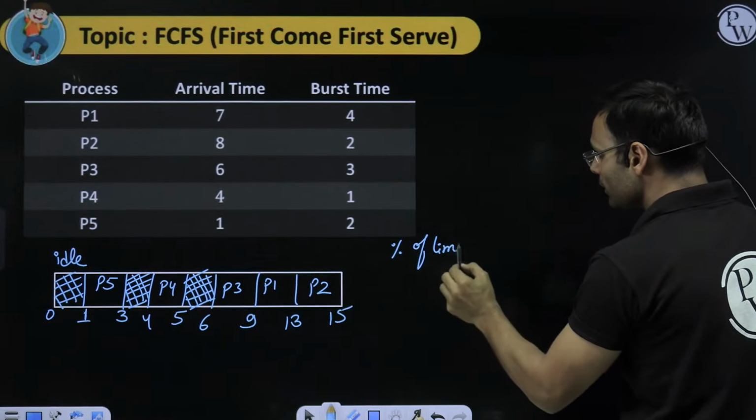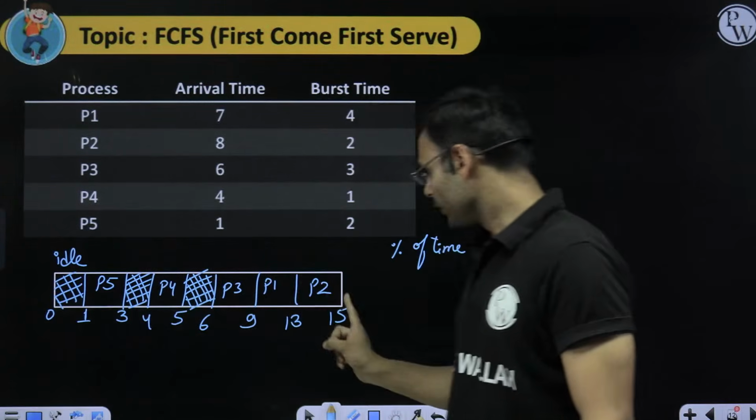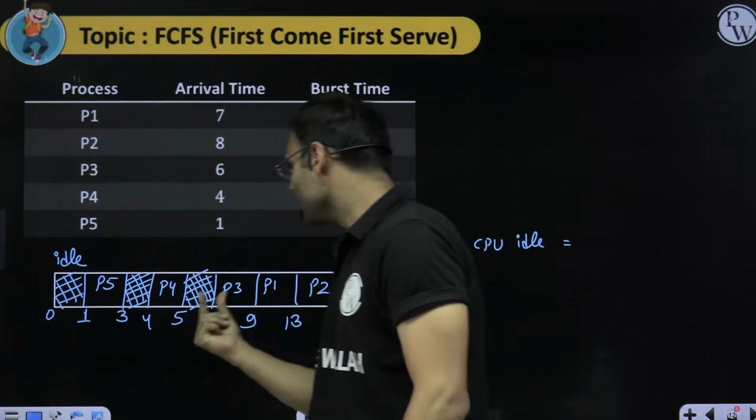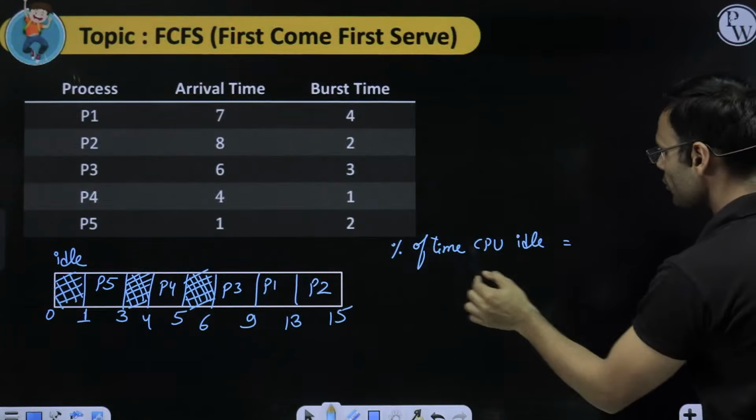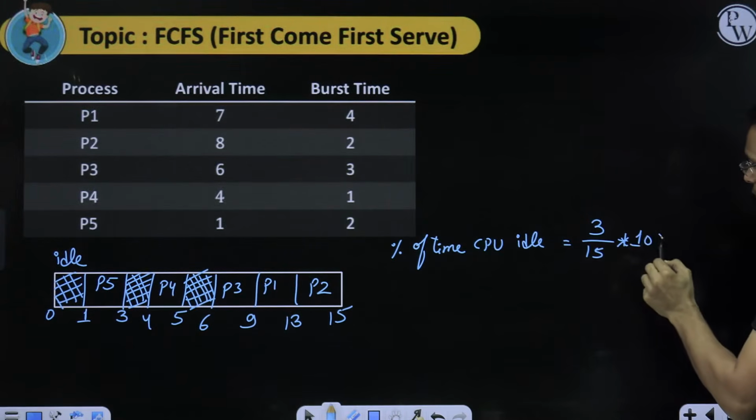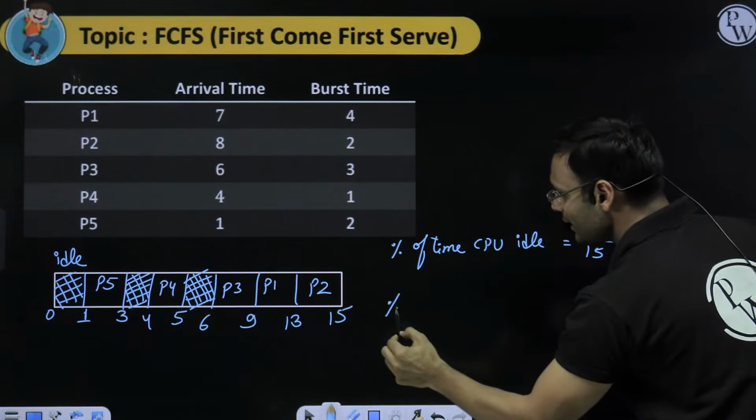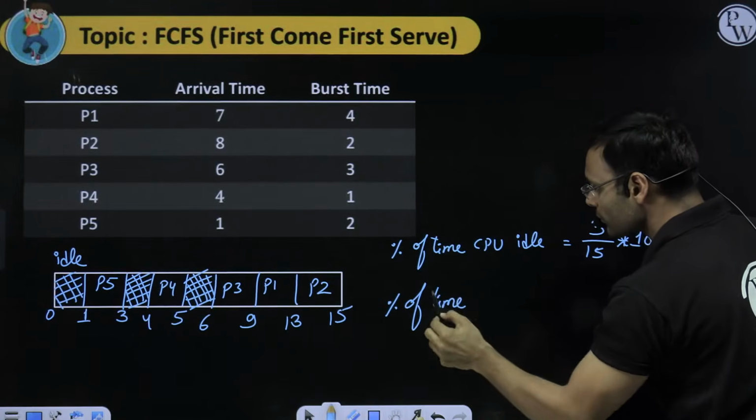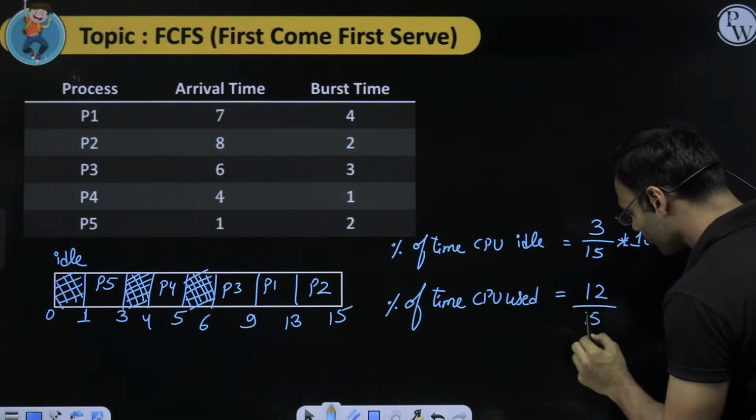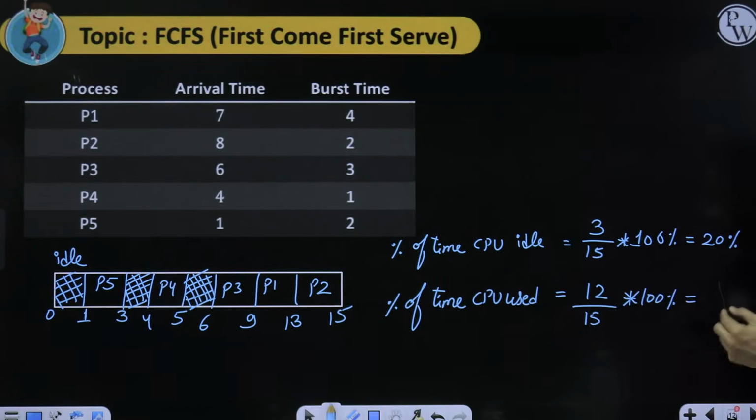Percentage of time CPU idle. Total 0 to 15, we have 15 units of time. But in those 15 units of time, how much time is the CPU idle? Free. So I will write percentage of time CPU remains idle. Free out of 15 into 100%, which is 20%. Similarly, percentage of time CPU used. 12 units of time CPU used among total 15, into 100%, 4 by 5, which is 80%.